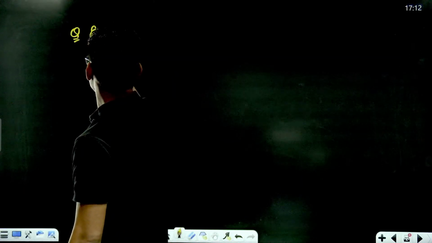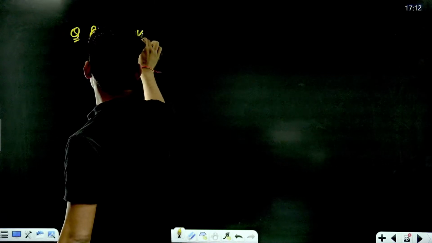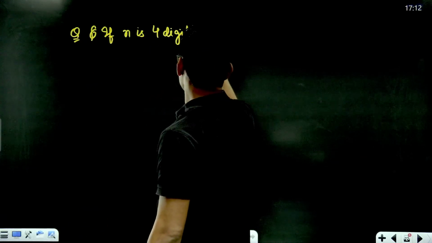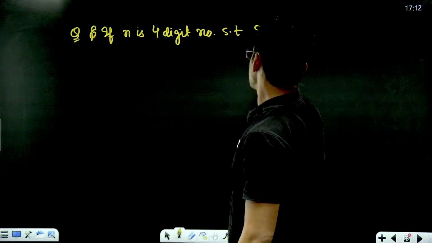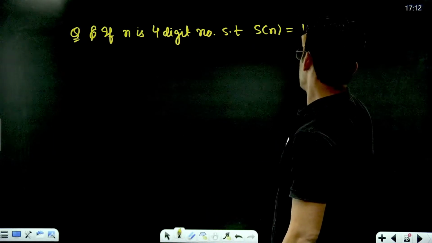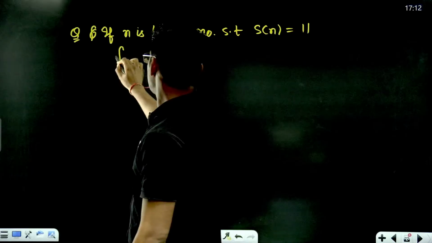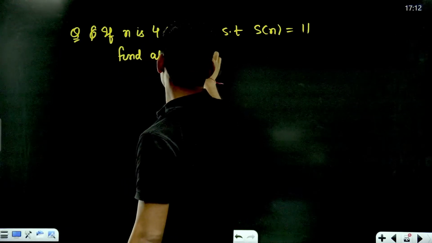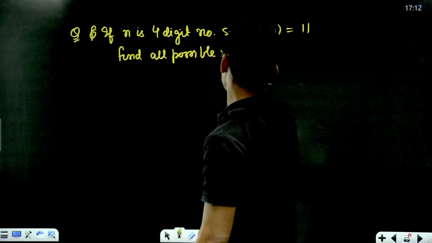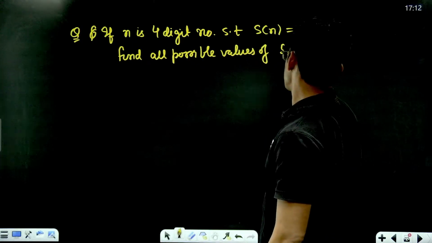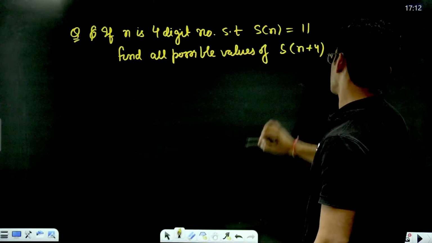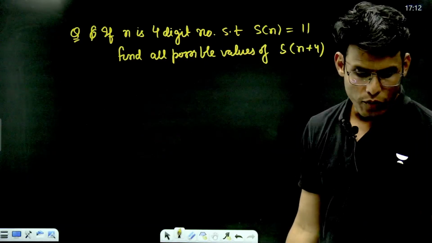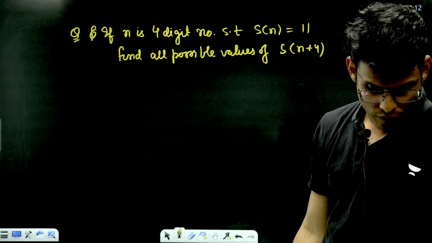Find, if n is a 4-digit number such that S(n) is 7, find all possible values of S(n+4). Can you find it?